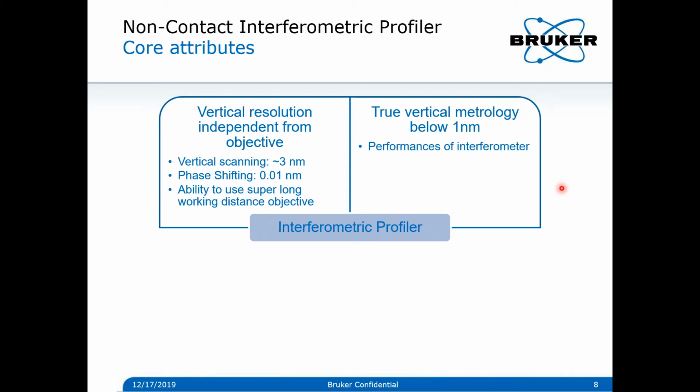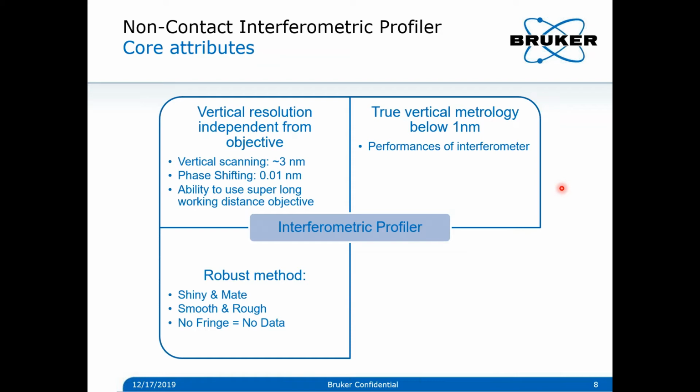The second one is, across all optical profilers, there are a lot of discussions about what kind of ultimate resolution you can achieve. Here, we are not speaking about resolution, we are speaking about true vertical metrology below nanometers. So what you will see on the coming slide is a true example with real measurements of steps below nanometers. And that's unique all over the optical profiler world. It's due to the performance of using interferometry, simply.